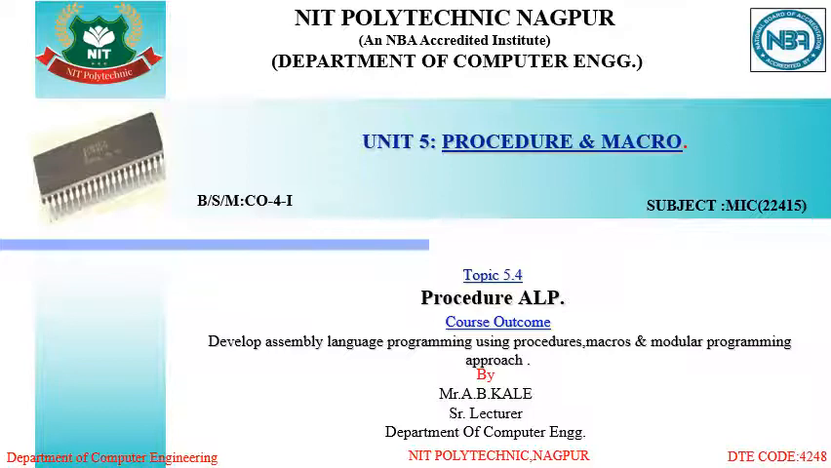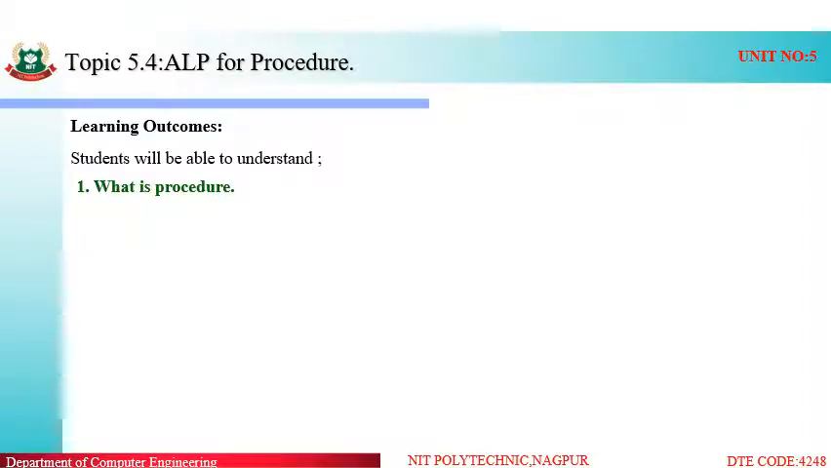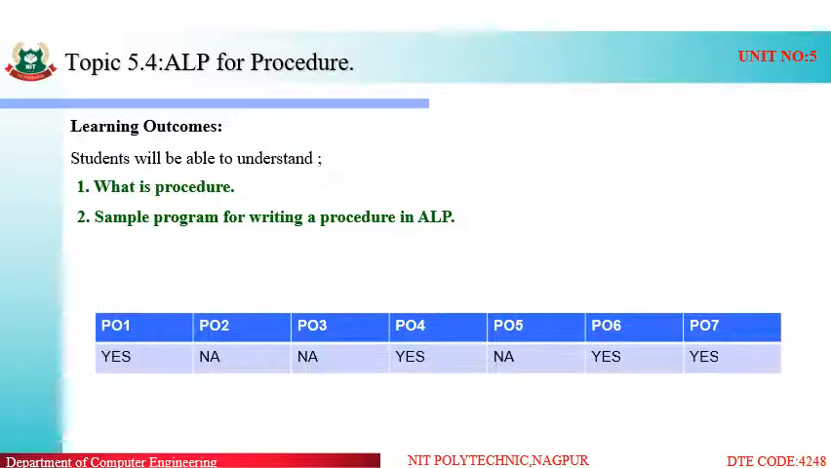So today our topic is how to write a procedure in an assembly language program. The course outcome of this video is to develop assembly language programs using procedure, macro and modular programming approach. The learning outcome is, first we will study what is a procedure, which we have studied in the earlier topics, and how to write an assembly language program to implement the procedure inside it. The POs mapped are PO1, PO4, PO6 and PO7.